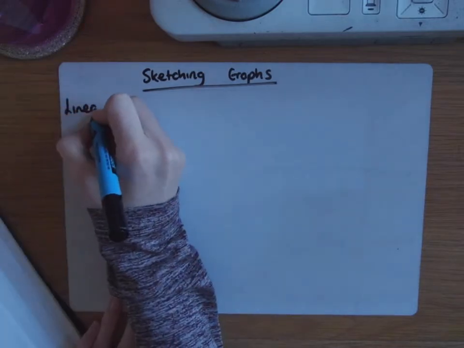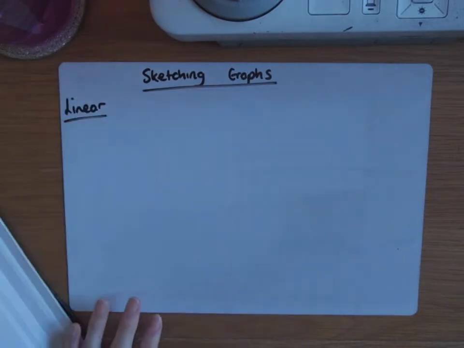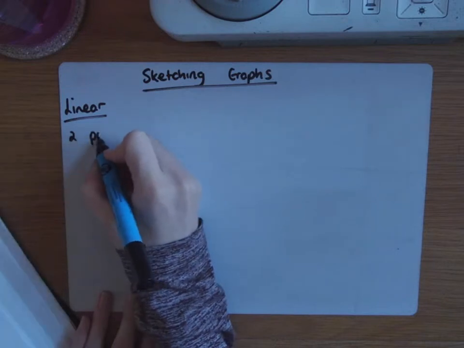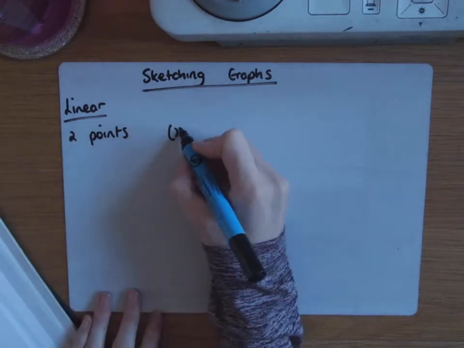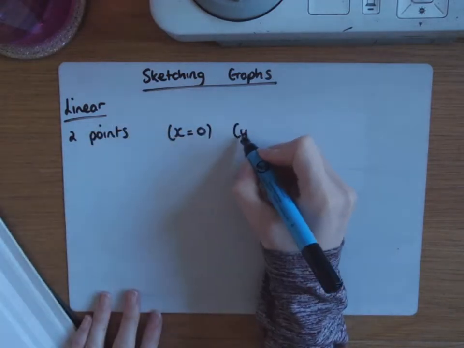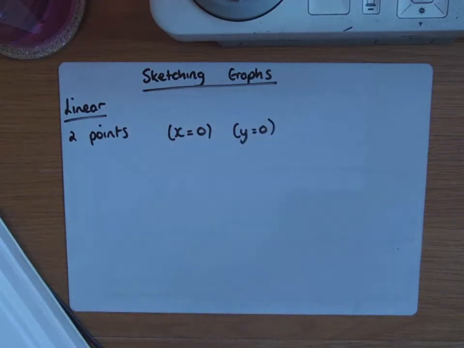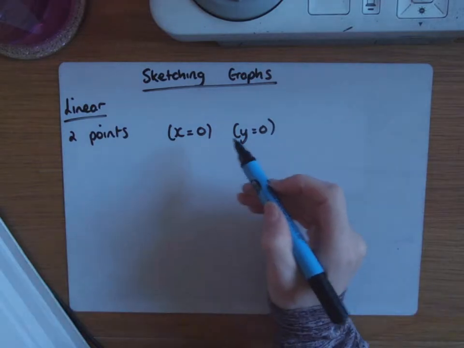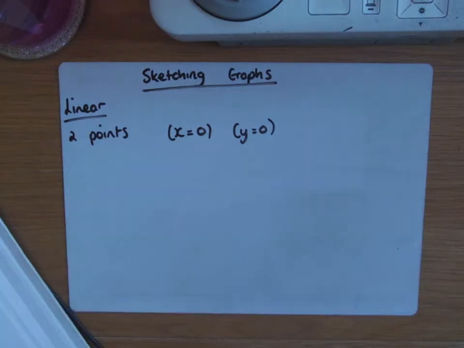So, for example, if it's linear, you're really just going to find 2 points. Generally, where x is 0 and where y is 0, but you can use where x is 1 or x is 2, anything that's nice. Like if you don't like the answer that x is 0 and y is 0 gives you, you can use any 2 points on the graph.